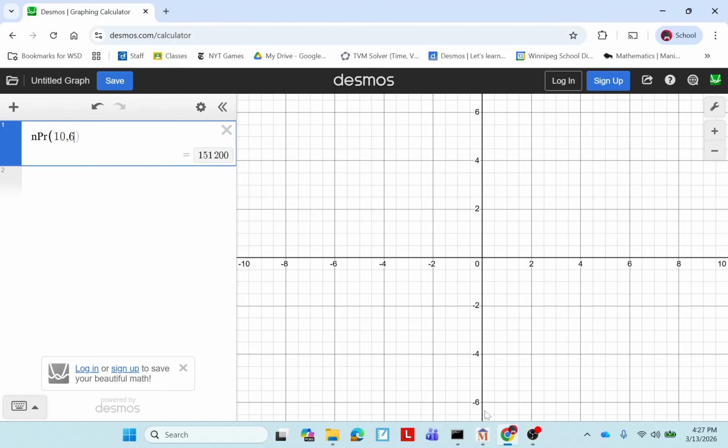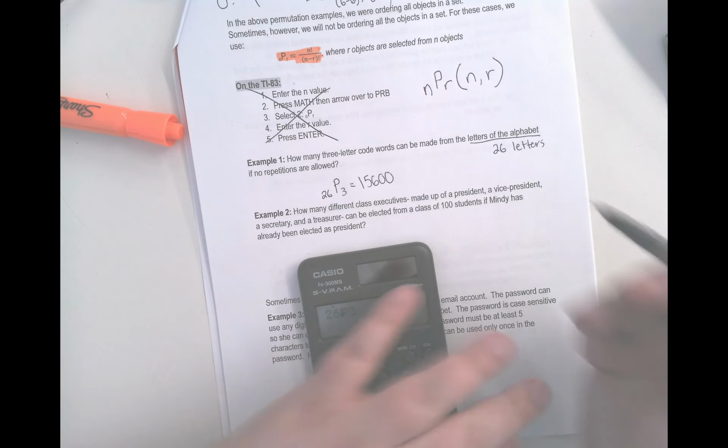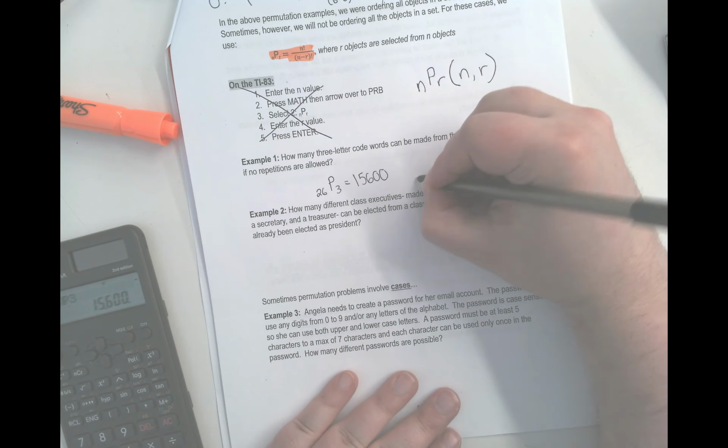Just going to flip over to Desmos. And so we're going to change our numbers here to 26 and 3. And you can see again, we get 15,600.